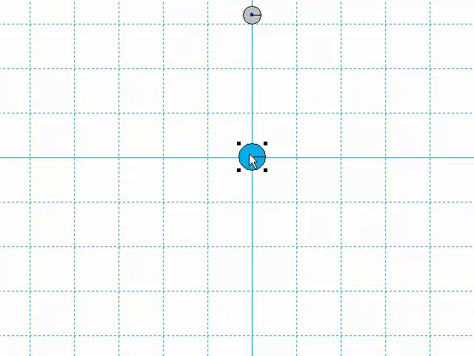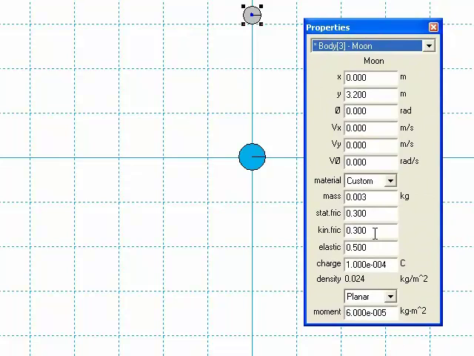Notice that I made these blue as if it was the Earth, and gray as if it was the Moon. You notice that the Moon apparently accelerates faster towards Earth. The force on the two is actually the same, but the acceleration on the Moon is much larger, and that is because the mass of the Moon is much smaller. I gave it here 0.003 kilograms.